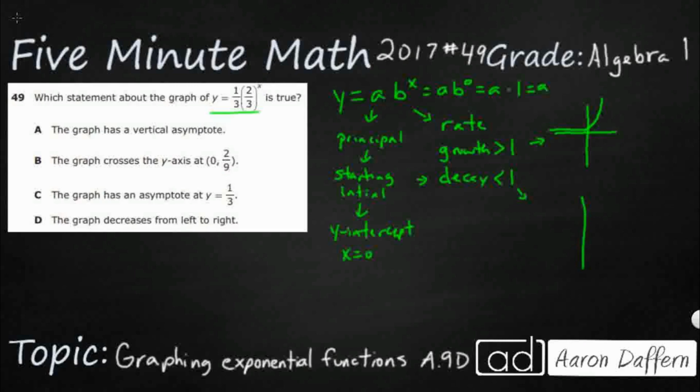Here's what we're looking at right here: a decay rate, which means starting from left to right, it's going to decrease. I'm going to stretch it out a little bit because this 1/3 is our principal, so that's where it's crossing right here. That's the y-intercept, and then you've got the actual decay rate of 2/3. That's less than 1, which means it's starting out high, and then it's getting smaller, getting closer and closer to the x-axis.